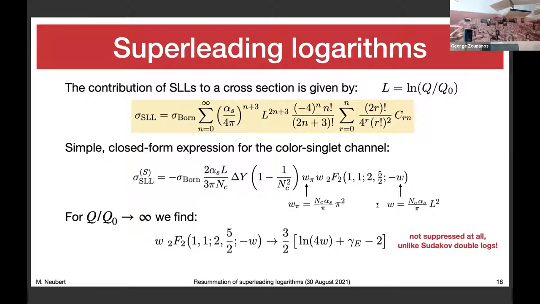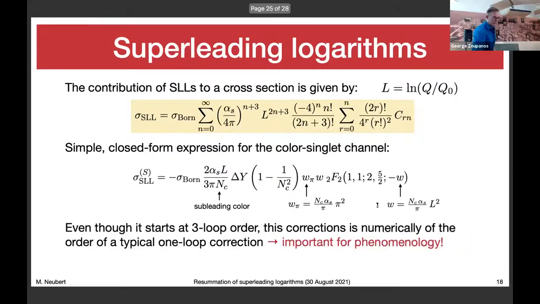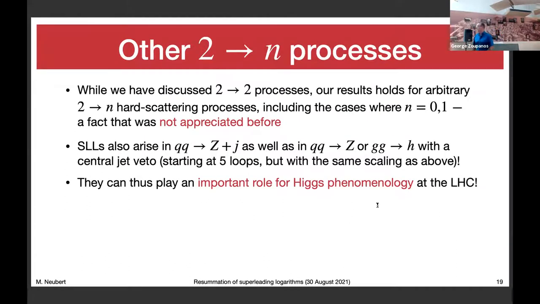And since all of these things are order 1, you see that it doesn't matter whether it's 3 loop or 4 loop or 5 loop or 6 loop. The only thing that is small is a single factor of alpha. It has a log enhancement and an N_C in the denominator. This is why it's subleading in color. But of course, it's log enhanced, so it really can be as large as a one-loop correction. And of course, this is important for phenomenology.